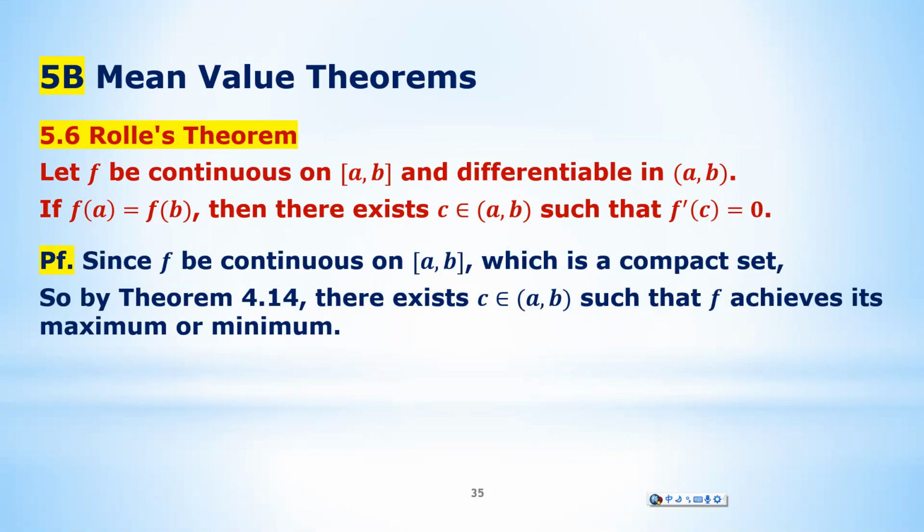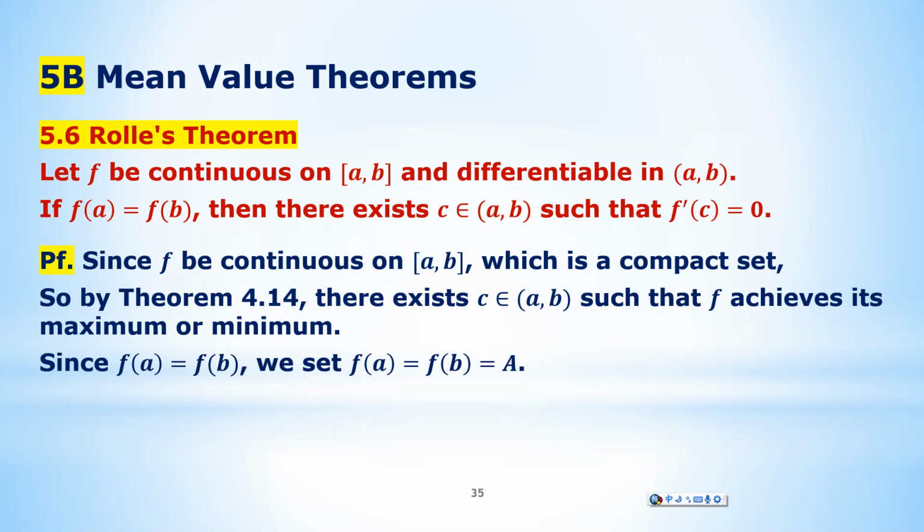If that happens, it's not enough to reach our conclusion, because our conclusion says there is a c which is inside, an interior point, inside (a,b), not on the boundary, where the derivative equals 0. So now we know that the function must achieve a maximum and minimum. The next thing we want to find out is where the maximum and minimum can occur inside the interval (a,b).